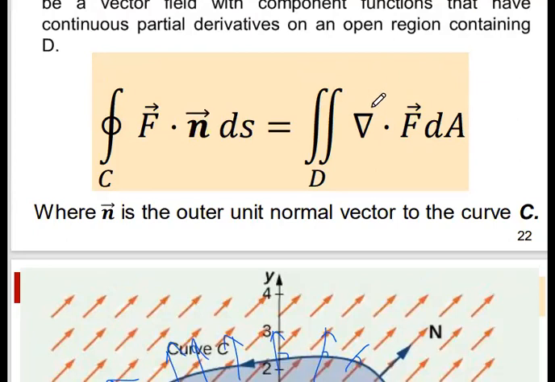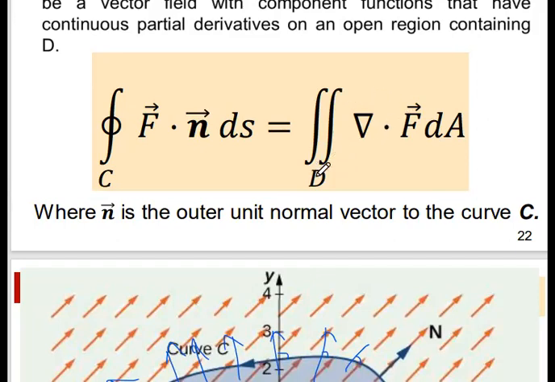Sometimes you get positive, that means that point acts as a source. If you get negative, the field is flowing in. If it is positive, flowing out, then flowing in. So basically we compute the flux, measure the flux of the vector field to the point.